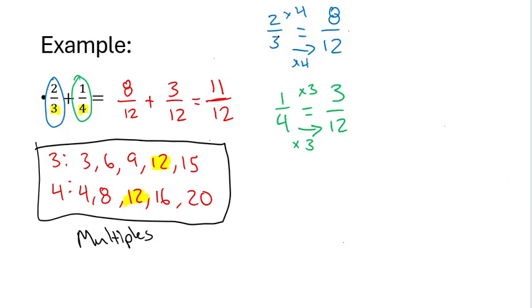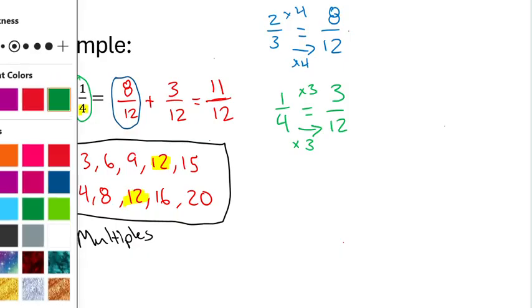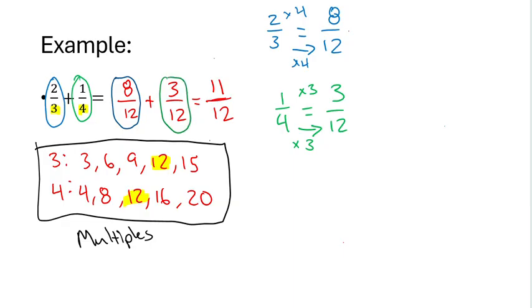2/3 with a denominator of 12. As you can see here, I multiplied the 3 by 4. And that means I also have to multiply the numerator by 4 as well. And that's what gives me 8/12 here. I'll just do this as blue. And then green can be this one here.